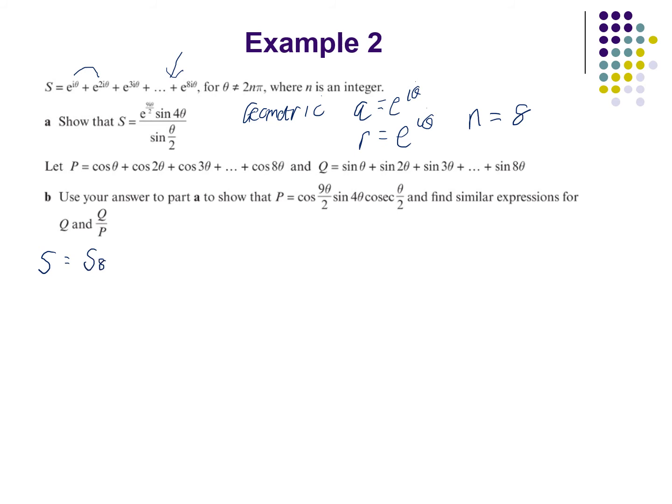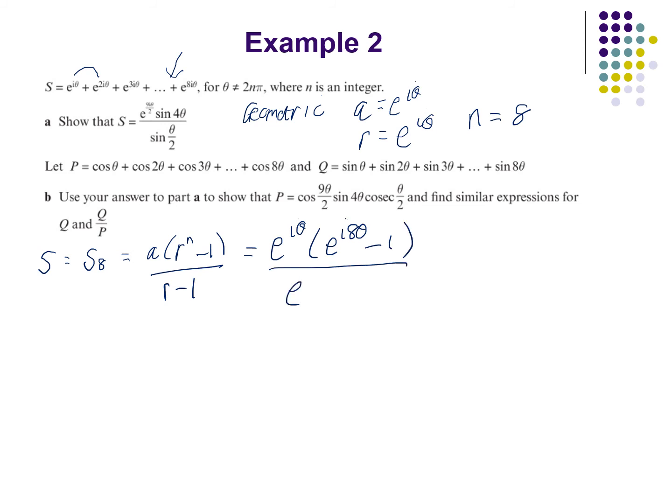All right, now here's my formula. It is a times r to the n minus 1 over r minus 1. So let's pop in the bits we know then. e to the i theta times e to the i 8 theta, because n is 8, minus 1 over e to the i theta minus 1. Now that is my answer, but have a look at what we're trying to show.